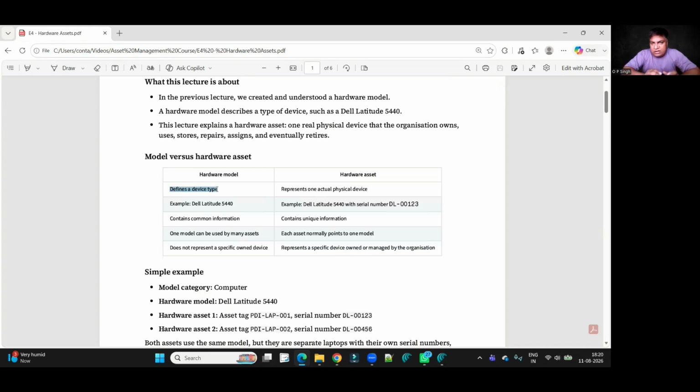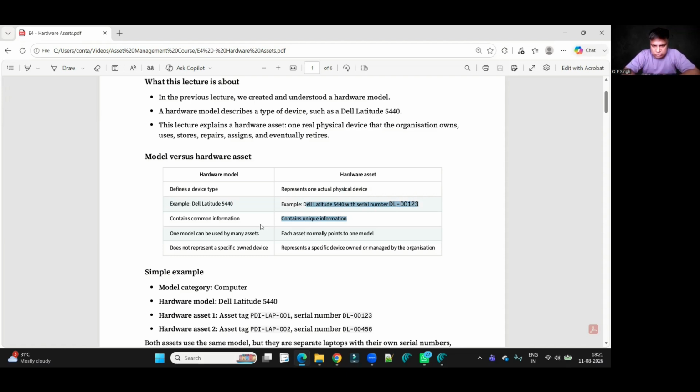Whereas in ServiceNow, we create a model known as Asus laptop or Asus version something. So the device type is the hardware model, and the asset represents one actual physical device. I hope you get it now. Then you can see the example here. This is Dell Latitude 5440, the type of that Dell laptop. And the example of an asset is a Dell Latitude 5440 with a serial number, assigned to someone. Obviously, it's a machine, so that computer has a serial number, whereas a model does not have a serial number, but it has other information which is repeatable.